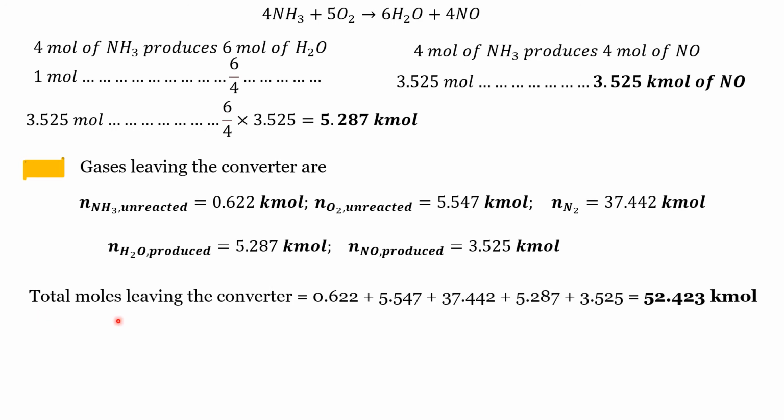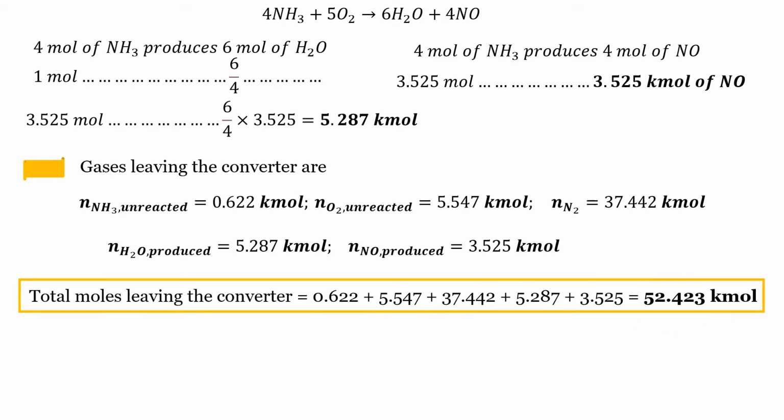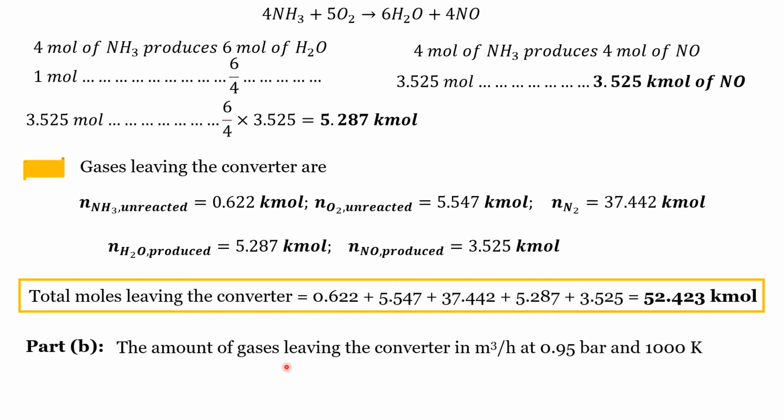So we can find out the total moles leaving the converter. So we can add up all components. So we will get 52.423 kilomole. So as per problem, we need to estimate the amount of gases leaving the converter in meter cube per hour at given pressure and temperature.